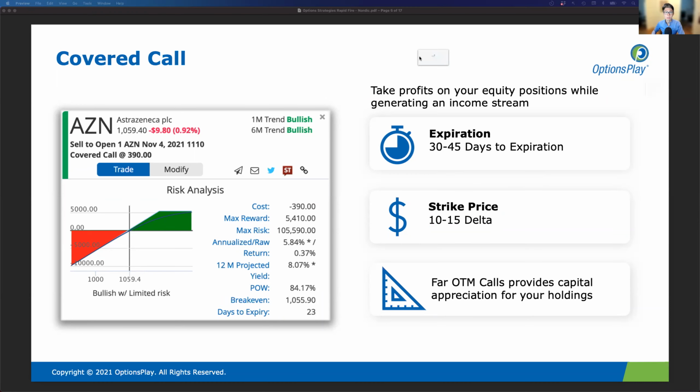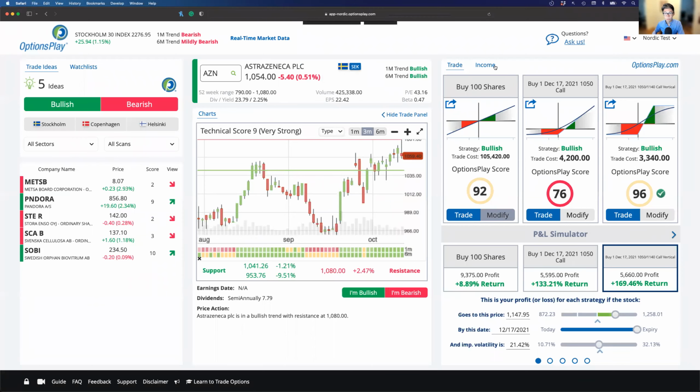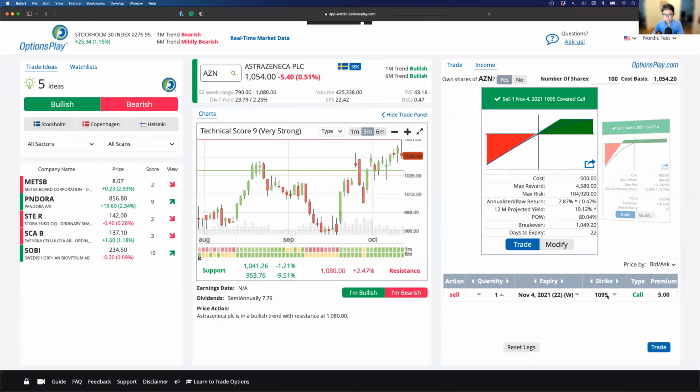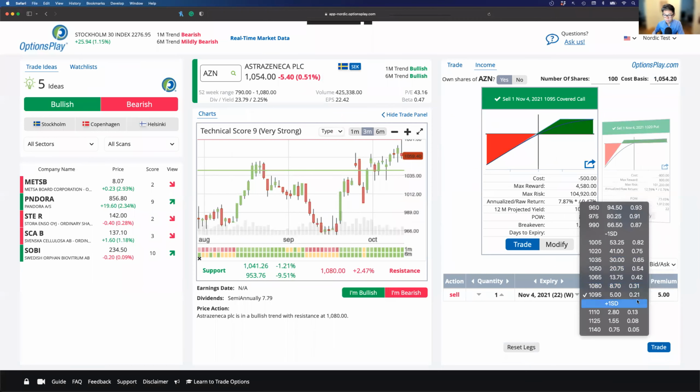And just to show you this example, I'm going to show you AstraZeneca here. Whenever you use the tool here, whenever you're selecting strike prices, next to your strike price, you're going to see the premium and you're going to see the deltas. So as you can see, the 1095s will collect 500 crowns. The 1010s will collect 280 crowns. So this is a 13 delta and this is a 21 delta.